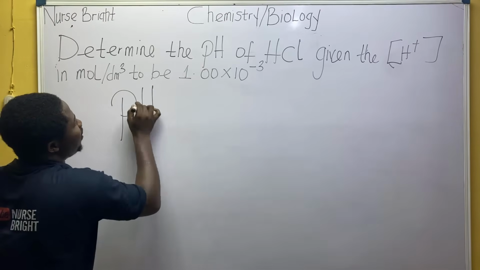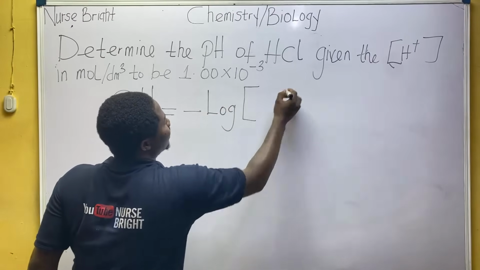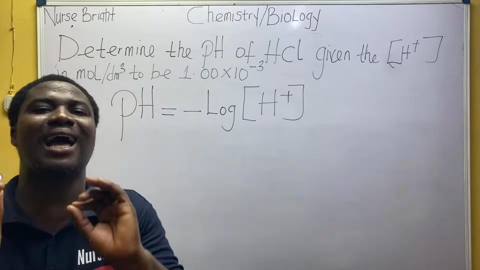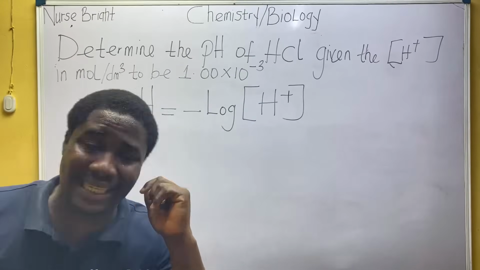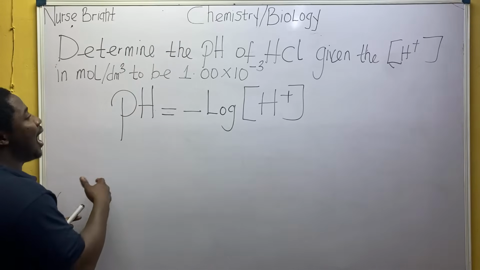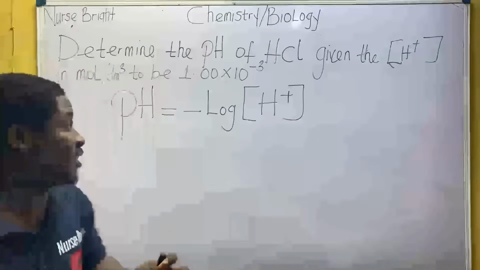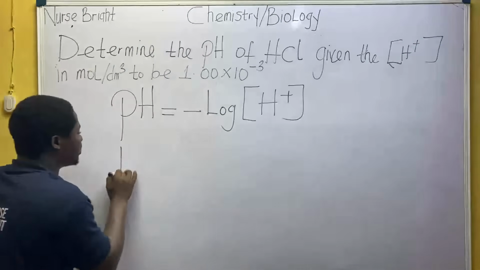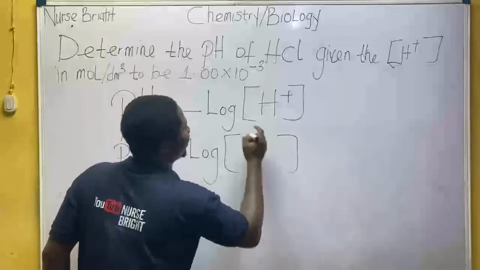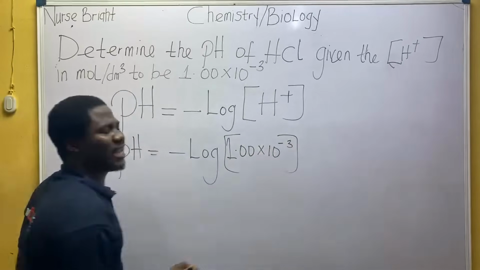So there is a formula for pH which says pH is equal to minus log [H+]. And this question is so straightforward, and that is how it is in the JAMB exam. They'll just say determine the pH, and they gave us the [H+], which is the hydrogen ion concentration. Alright, so let us input. So pH will now be equal to what? Minus log of [H+], 1.00 × 10^-3.